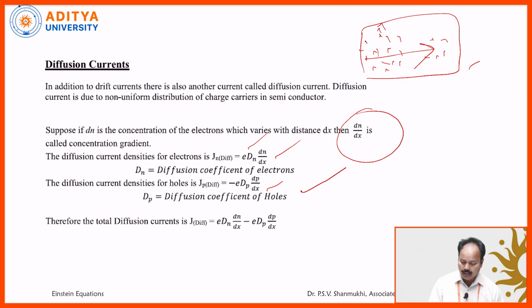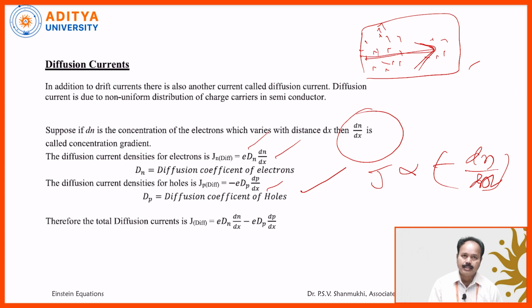Why? Because generally the diffusion is from higher density to lower density. So the equation we have to write is J is proportional to minus dn by dx. In case of electrons, the charge is minus E, that's why finally we are getting plus E. In case of holes, the charge is plus E, that's why we finally get Jp diffusion equal to minus E dp by dx. That's why there is a negative sign difference like that.